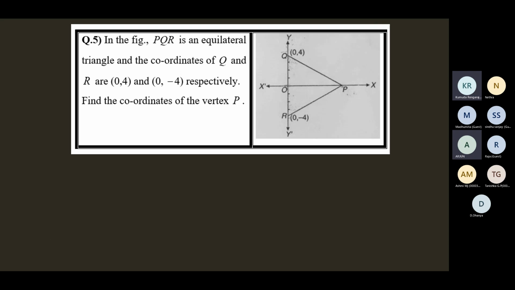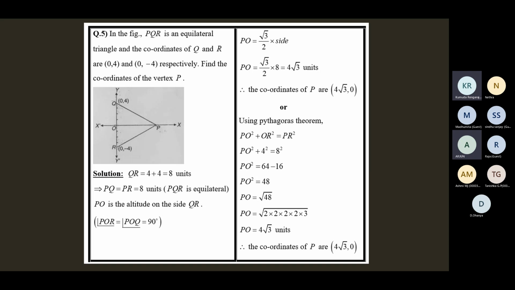Or you can also do it using Pythagoras theorem. How much is this one? 4 units, yeah, this is 90 degrees. And how much is this one? Ma'am, you have to find that. Yeah, we have to find that. How much is this one? 8, because one side QR is 8, so all the sides are 8. So now you'll have to find OP using Pythagoras theorem, and then you can find the coordinates of P. Got this answer, all of you?